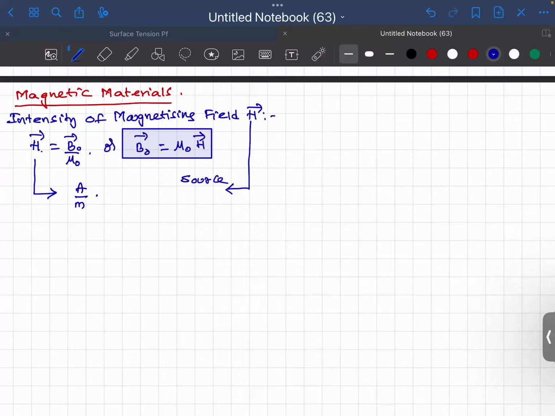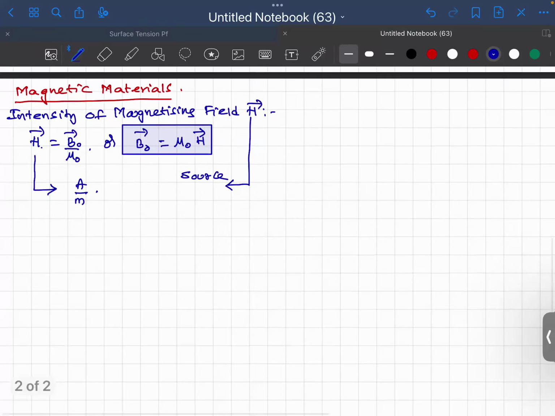So when you are speaking net, you are speaking about B. But the contribution of magnetization part of the iron, if ignored or if not considered, there is something field which is a source, which is primarily responsible for setting up the field. That is what we will call as intensity of magnetizing field. It is represented by letter H. Next.